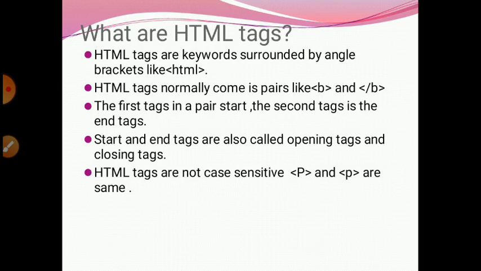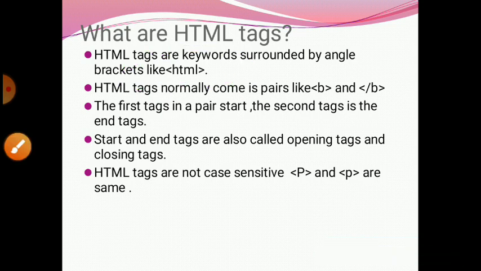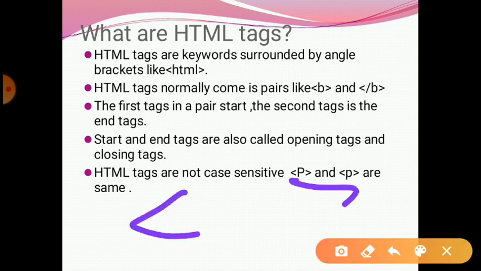Okay, now what are HTML tags? HTML tags are keywords surrounded by angle brackets. Remember, whatever code we write must be enclosed inside angle brackets. HTML tags normally come in pairs. A pair means a starting tag and an ending tag. So the first tag in a pair is the start tag and the second is the end tag. Start and end tags are also known as opening and closing tags.